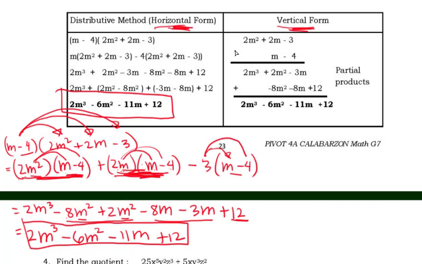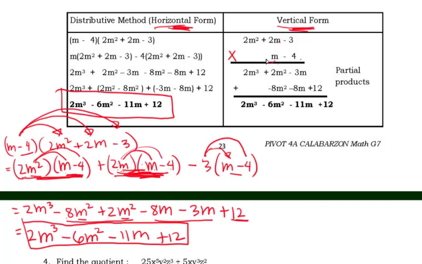Tapos, sa baba, to multiply that, pinagtapat lang natin yung mga similar terms. Itong dalawang constant magkatapat, yung dalawang m magkatapat. Okay. So, let's now multiply. Ang unang minultiply po diyan ay, ito muna ang ginawa niya. So, dito muna nag-umpisa. So, let's follow.